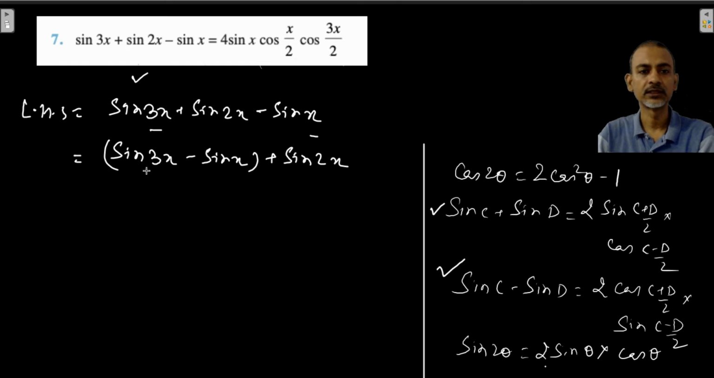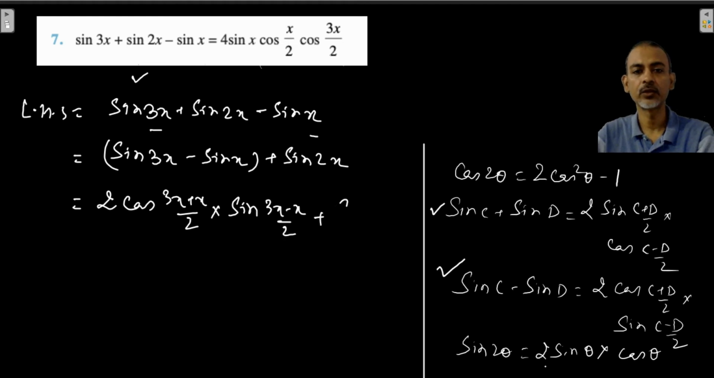Now this is nothing but sine c minus sine d, and I can write it as 2 of cos of 3x plus x by 2, which is cos of c plus d by 2, into sine of c minus d by 2, so sine of 3x minus x by 2, and then I have sine 2x, so I'll write this sine 2x over here. Now 2 of cos of 3x plus x will become 4x, 4x by 2 will become 2x. Similarly, 3x minus x will become 2x, 2x by 2 will become x, so sine x.